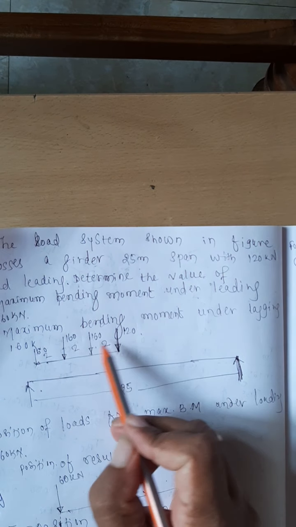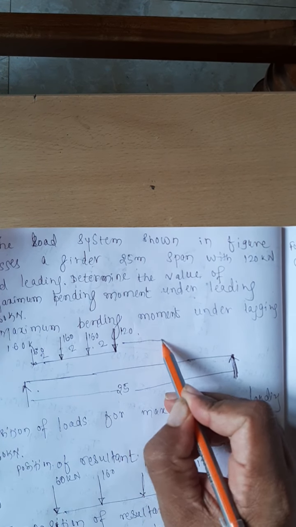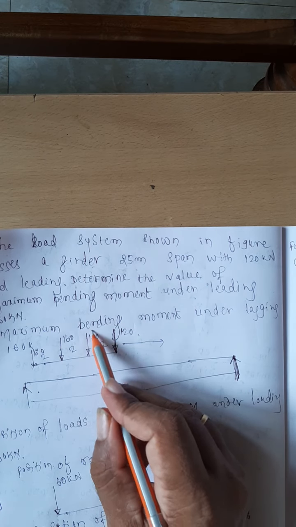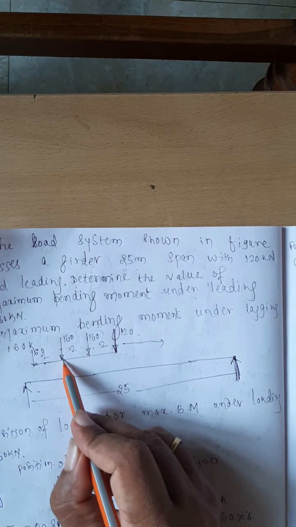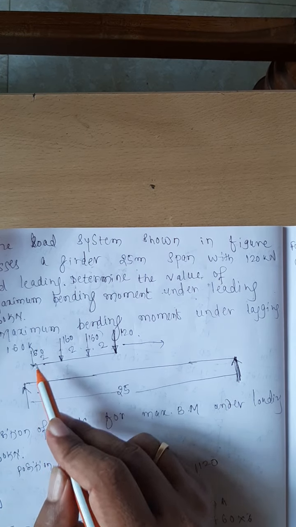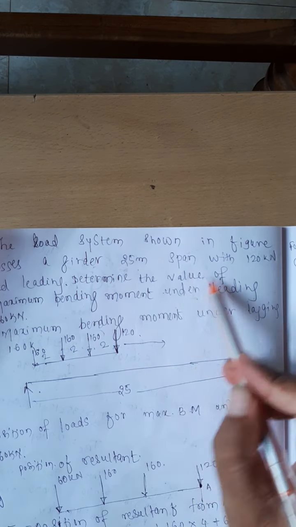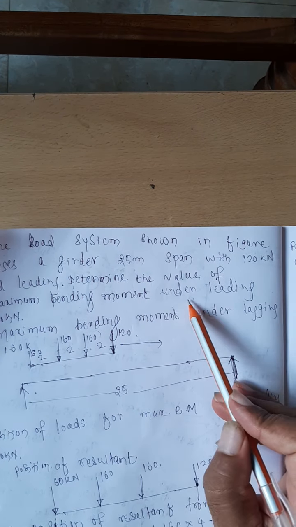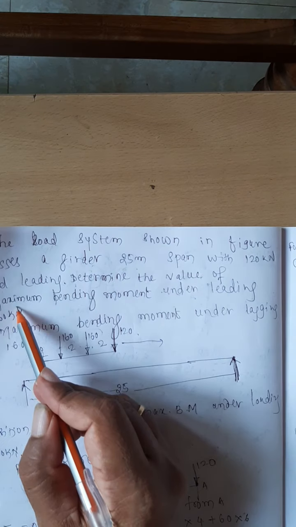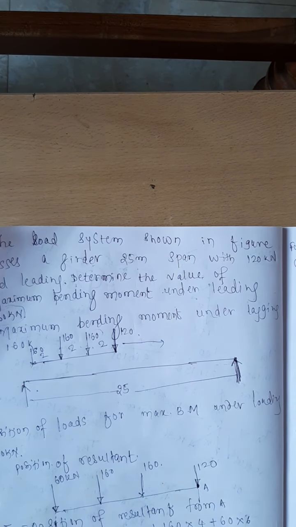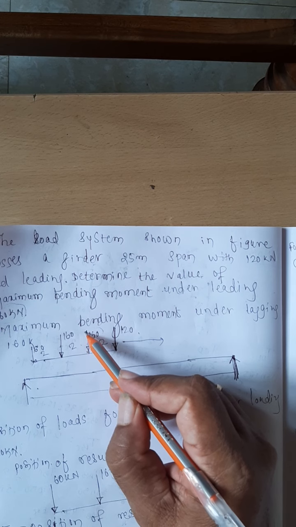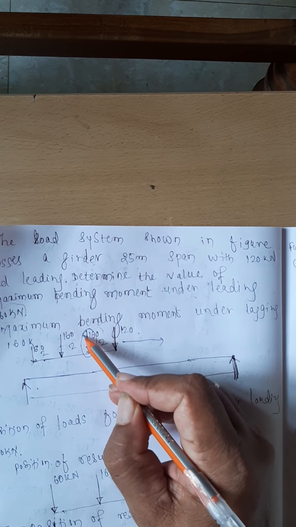One behind the other, these loads are moving: 120 kilonewton first, and back of it 160 kilonewton, and back of it again 160 kilonewton, and one more 160 kilonewton behind it. Is it all right? Determine the value of maximum bending moment under leading 160 kilonewton. Under the leading 160 kilonewton means he wants the maximum bending moment at this point.